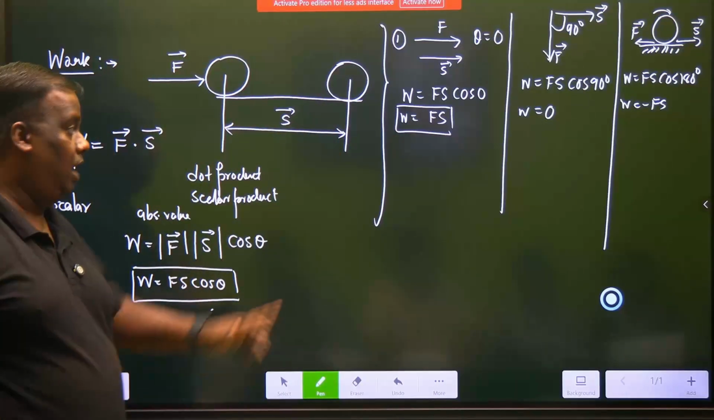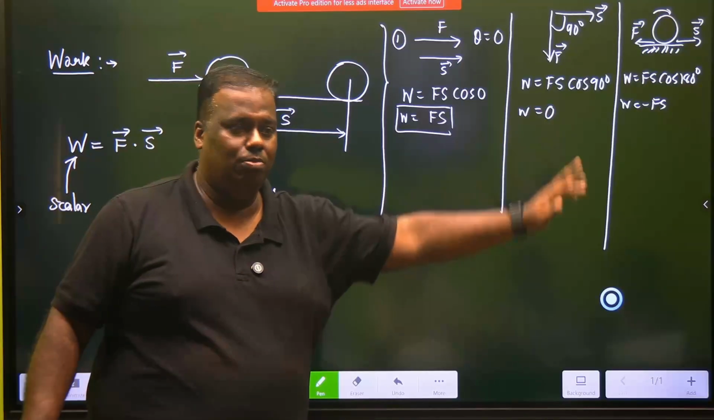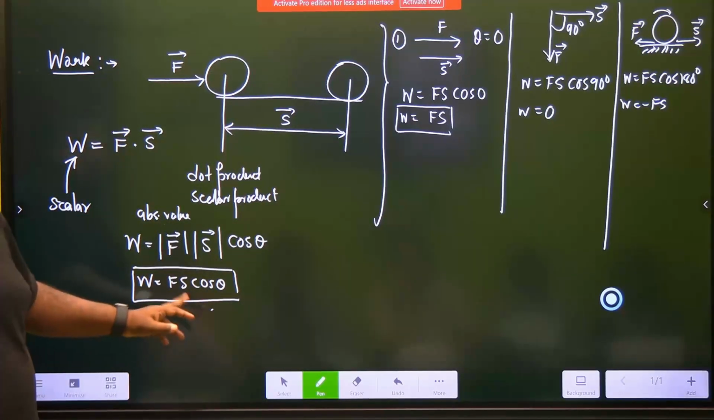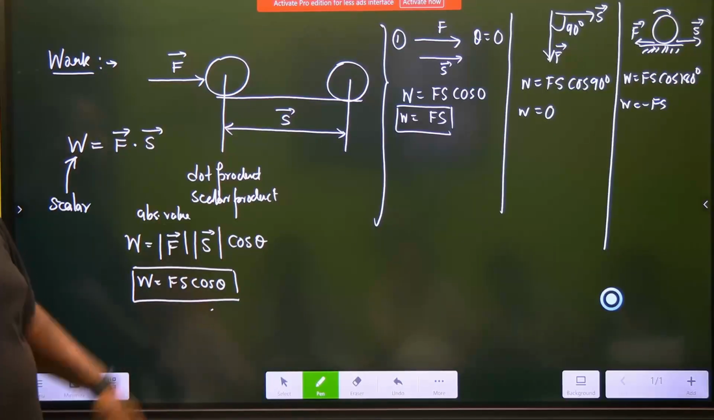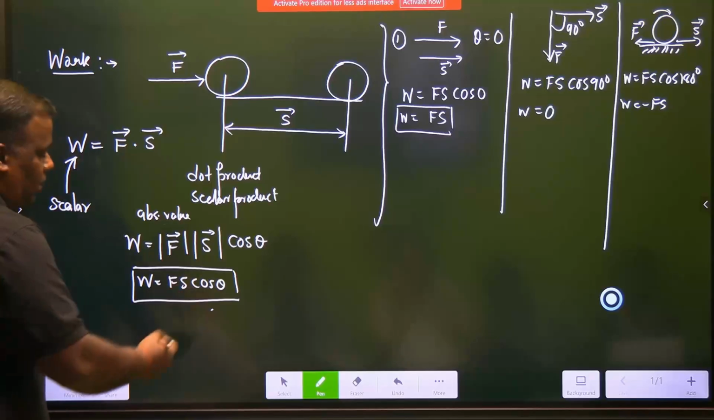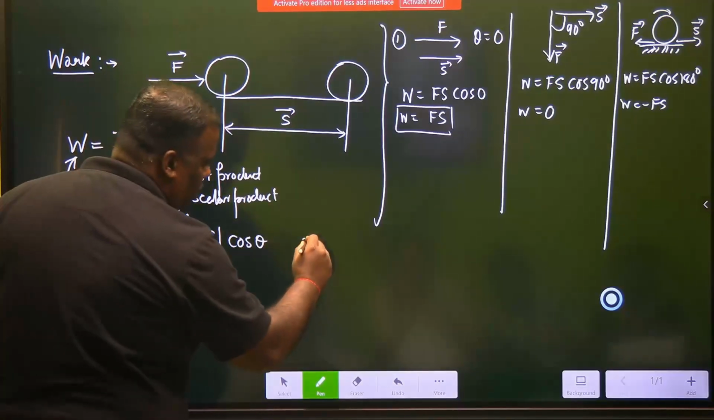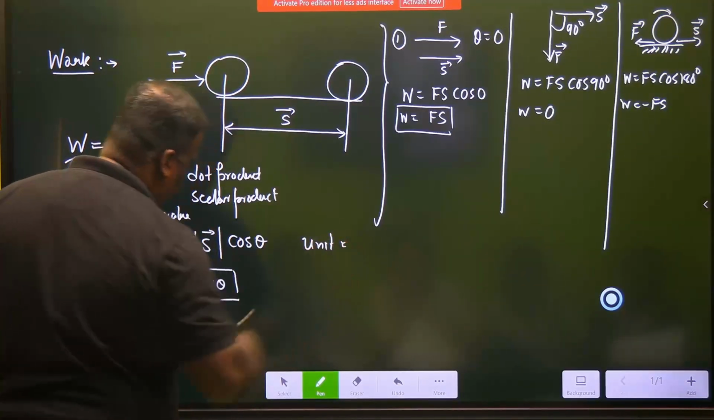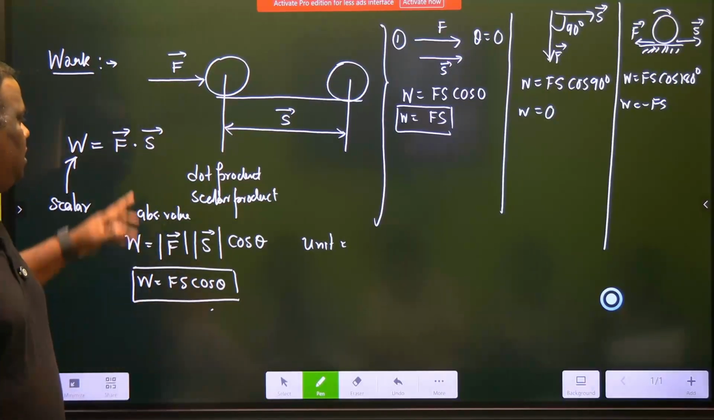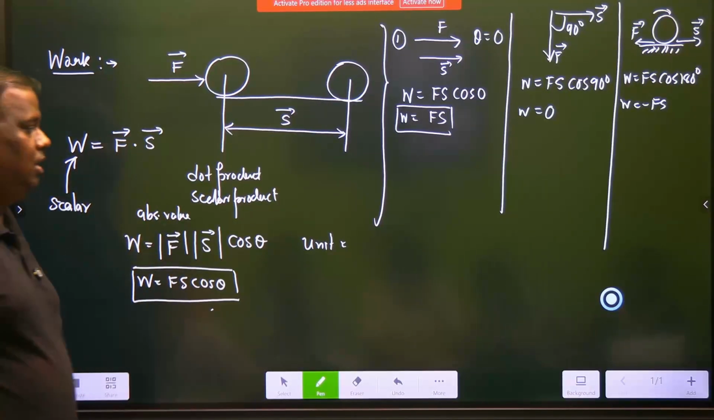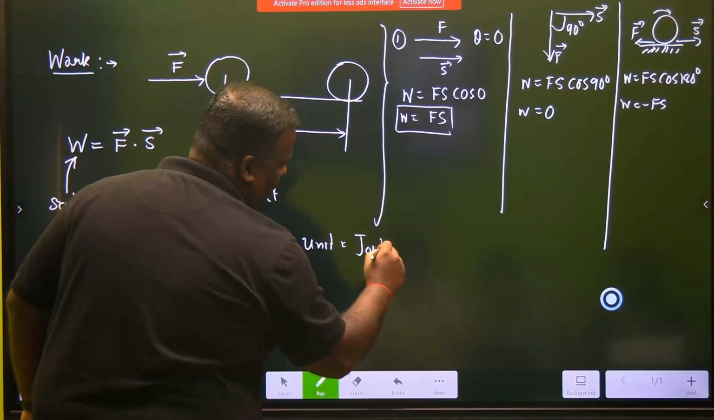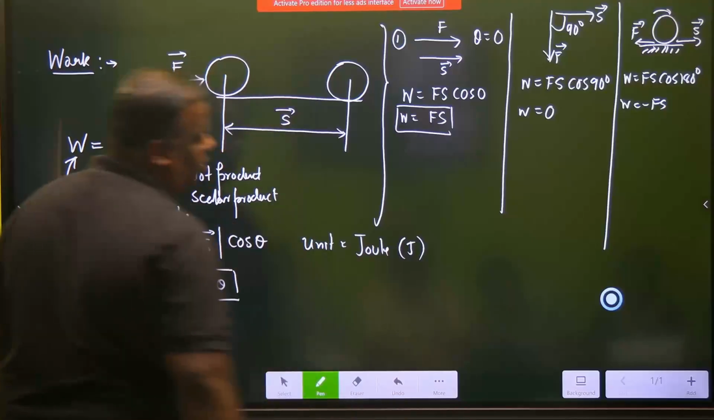That I need not remember these formulas separately. I'll remember the master formula that work is always F s cos theta, and this depends upon the value of theta. This now brings us to the unit of work. The unit is Newton times meter, but it is not Newton meter. Newton meter comes when you do a cross product. Since this is a scalar quantity, the unit is joule, denoted by J.